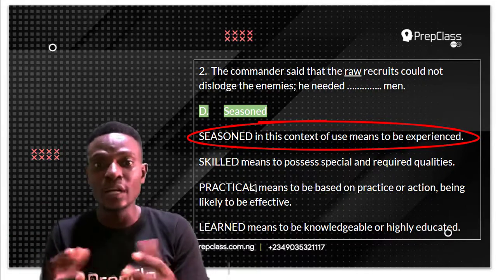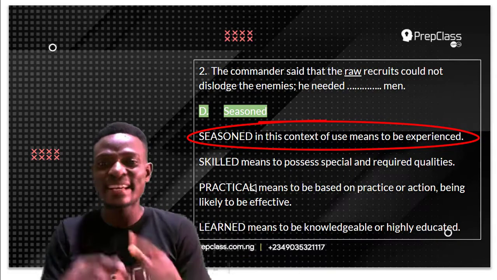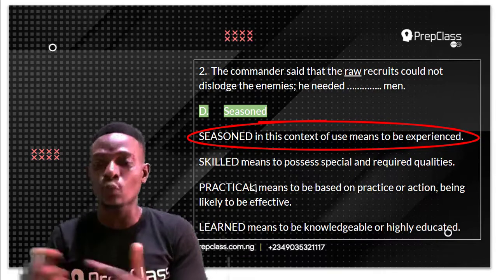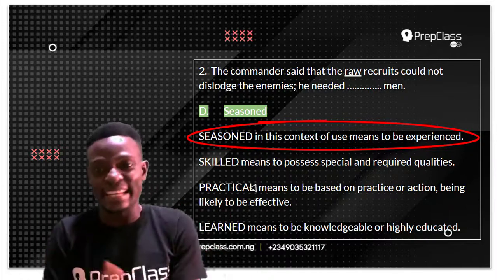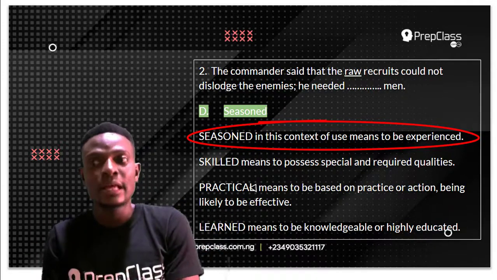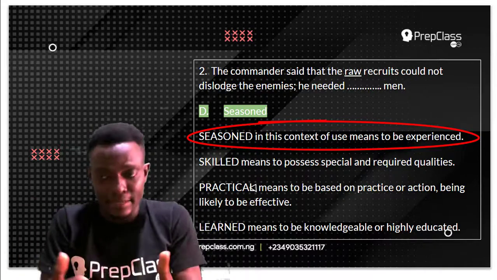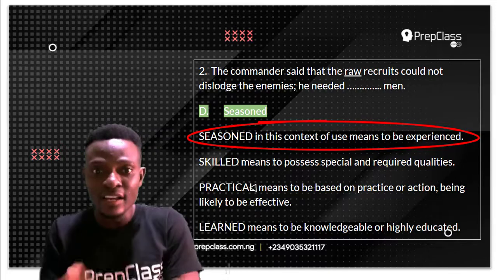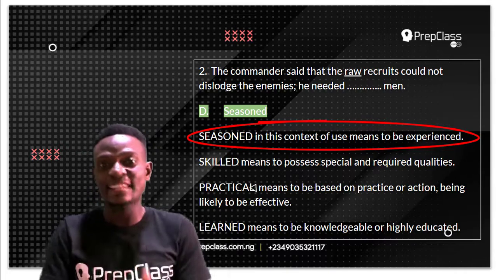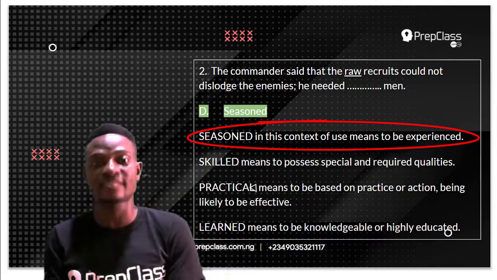Now it is not skilled, because skilled means to possess special and required qualities. You can actually be skilled and inexperienced, because you can pick up a skill and probably you're just new at the skill. You have not even garnered experience. So you can be skilled and be inexperienced at the same time. Skilled is not the answer to this question.